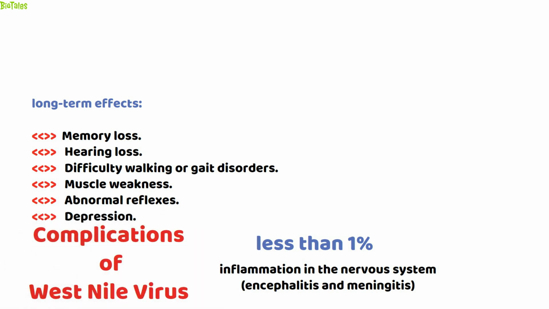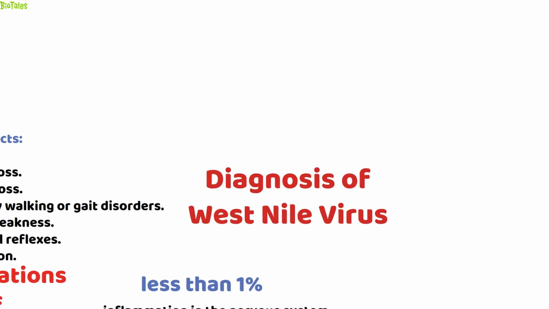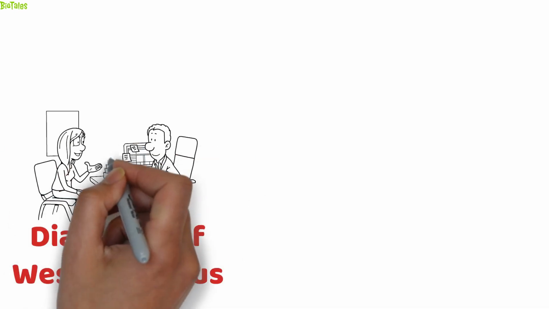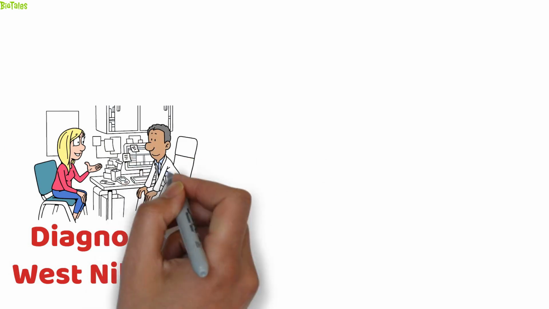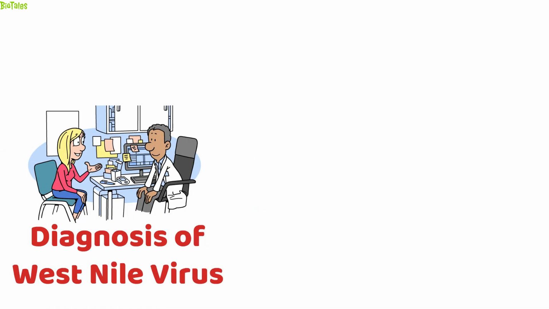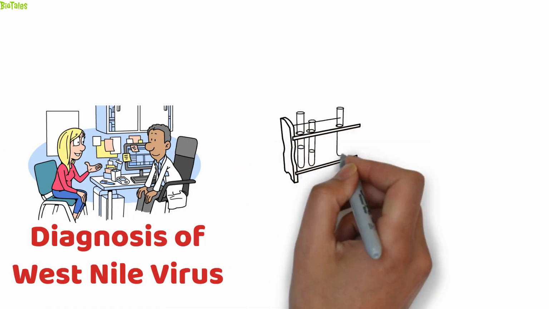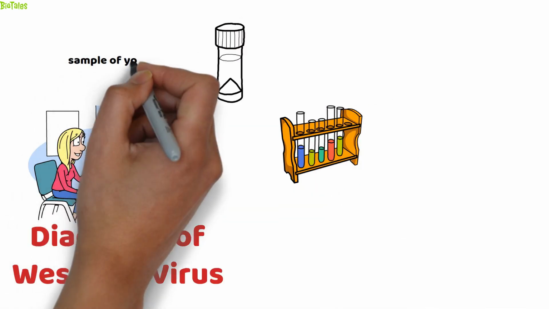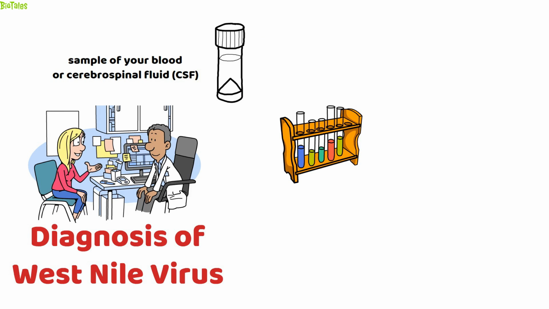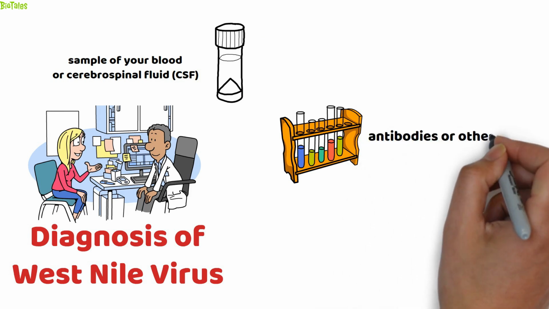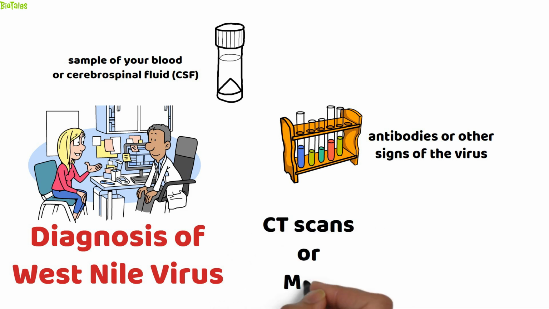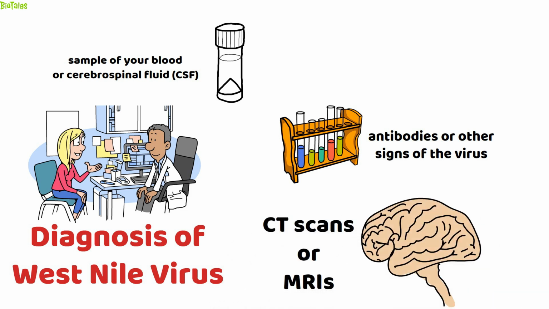Now we see how this West Nile virus can be diagnosed. If you develop symptoms of West Nile virus, especially severe ones like brain inflammation, your healthcare provider can perform tests to diagnose the infection. They may take a sample of your blood or cerebrospinal fluid to look for antibodies or other signs of the virus. Imaging tests like CT scan or MRI may be done to check for brain inflammation.